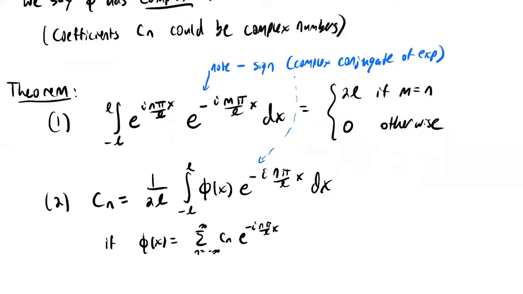But more generally, even if we don't know the function is equal to its Fourier series, we can still calculate this integral and calculate Cn. This is again usually called the nth Fourier coefficient, regardless of whether or not we actually know that the function phi is equal to its Fourier series. You can still calculate these things, because it's just an integral over a finite domain.